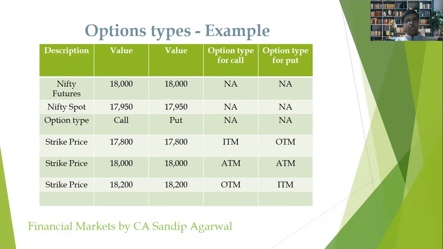Now the 18,000 strike will be treated as at the money for both the call option and the put option, and the 18,200 strike price, which was an out of the money call option, is an in the money put option for the put buyers, because the Nifty futures is trading at a price which is less than the strike price, which is the criterion for an in the money put option.